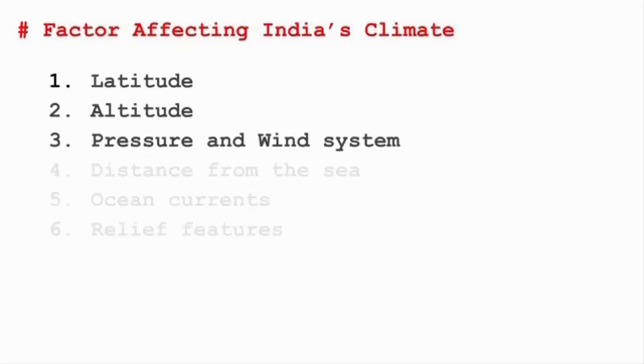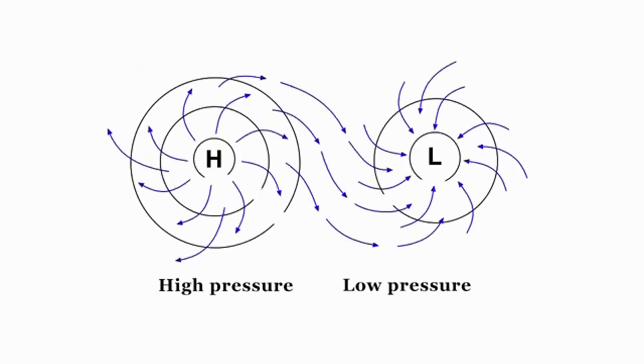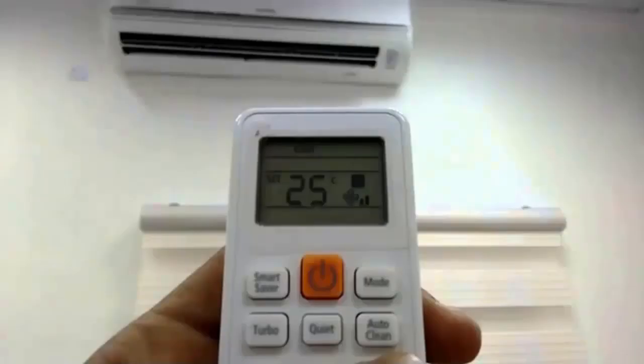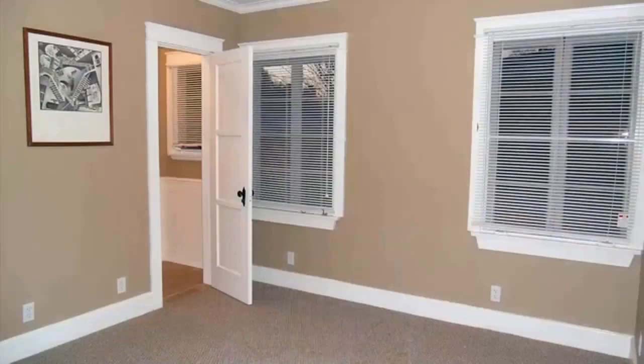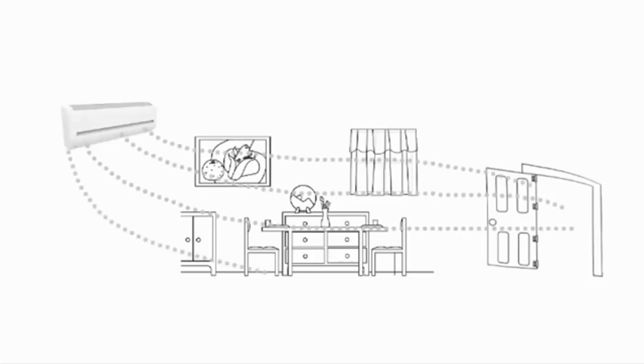The third factor is pressure and wind system. By pressure we mean high and low pressure system. Always remember, air moves from high pressure to low pressure area. The best way to understand this, I have given this illustration before, so I'm going to use it again. Switch on the AC in your room and leave the door open. You will feel the cool air going out of the room, and this is because the environment outside your room is warm and it's attracting the cool air molecules towards it.